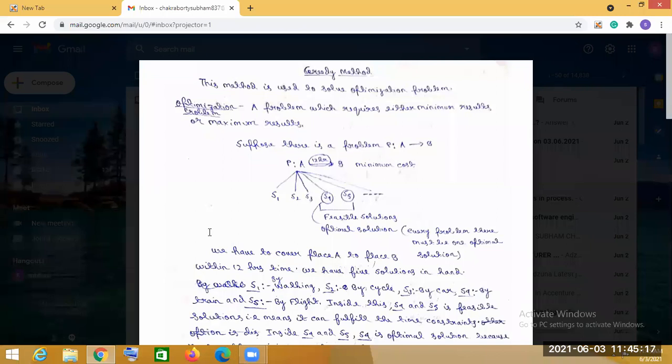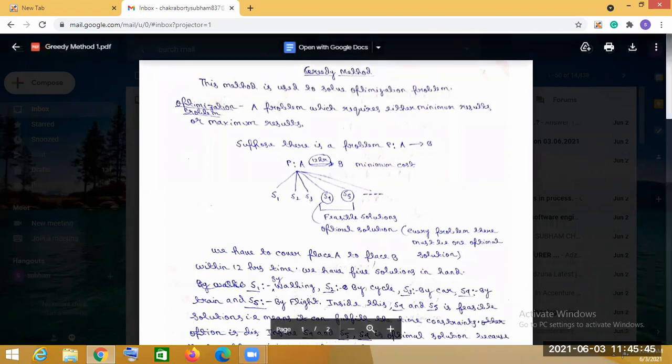So there may be more than one feasible solution, but only one optimal solution should be present. Now this optimal solution will be determined either by the minimum result or by the maximum result. What we should determine will be decided by us. So a problem which requires either a minimum result or a maximum result will be called an optimization problem.